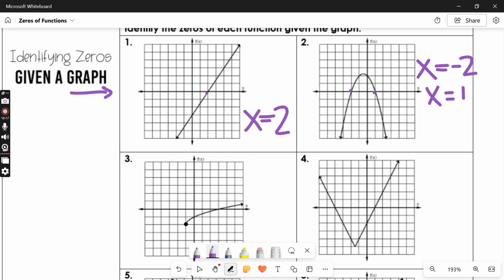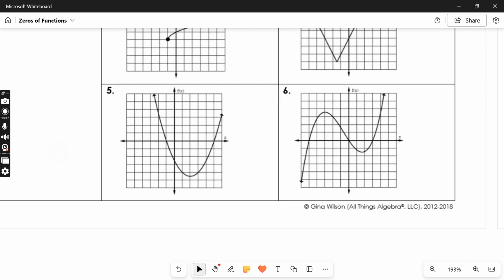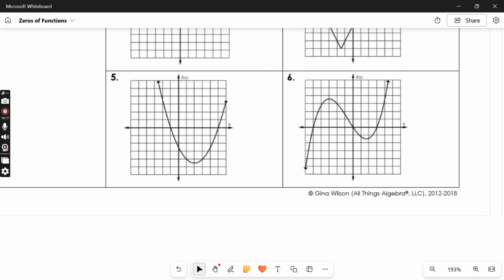All right, going to number 3, it crosses the x-axis right here. So we would say x equals 3. On number 4, it crosses in two different places. So x equals -4 and x equals 1. This would be a good time to pause it, try those next two, and then double check to make sure you're getting the same thing.